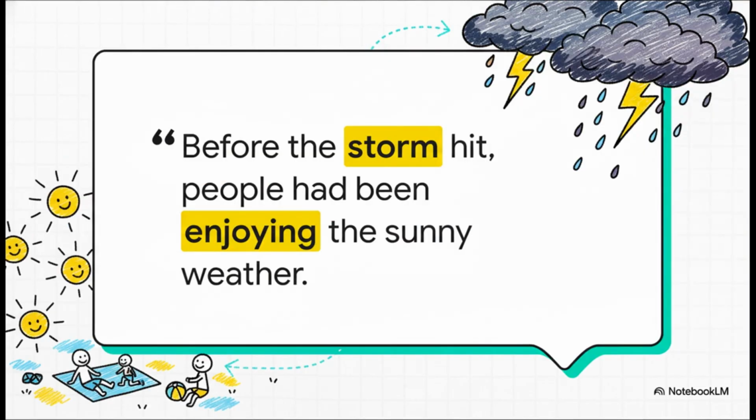And here's a perfect example. The enjoying part, that was the long, continuous, peaceful action in the background. The storm hitting, that was the single dramatic event that just stopped it in its tracks. You can almost feel that sunny afternoon turning dark, can't you? That's the power of this tense right there.